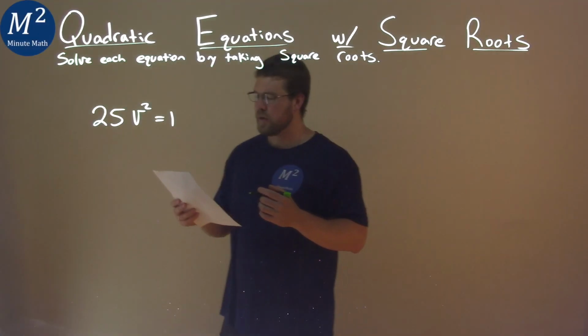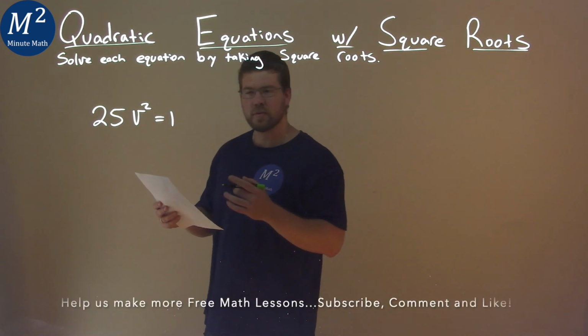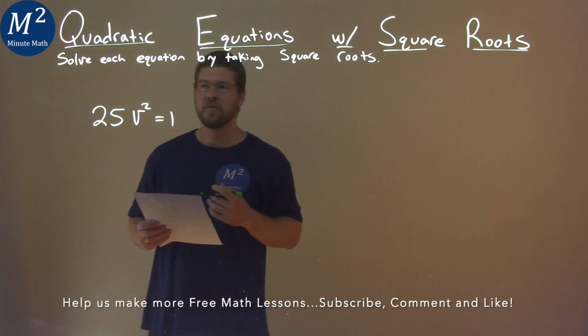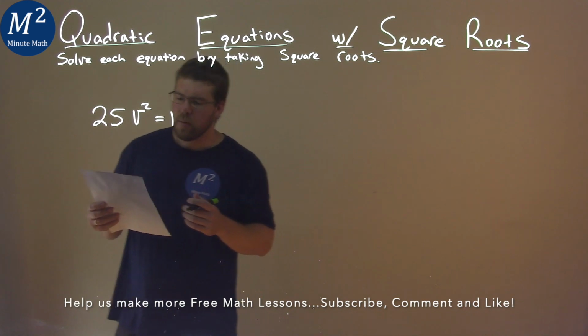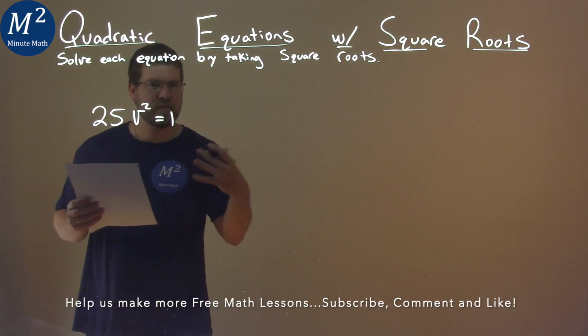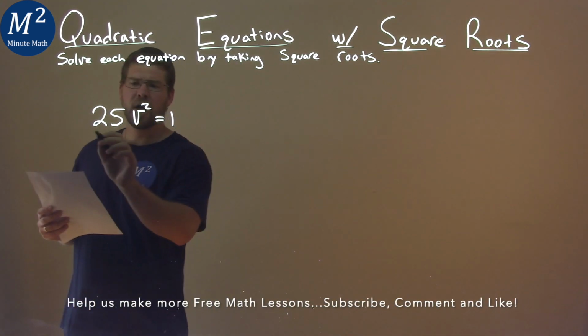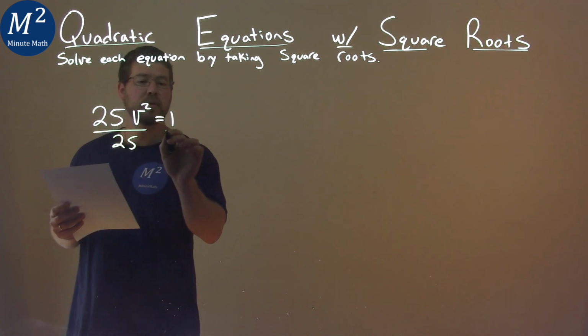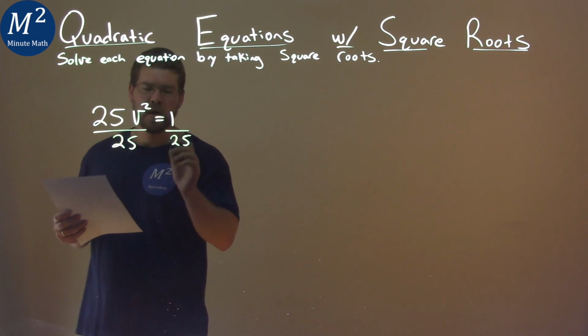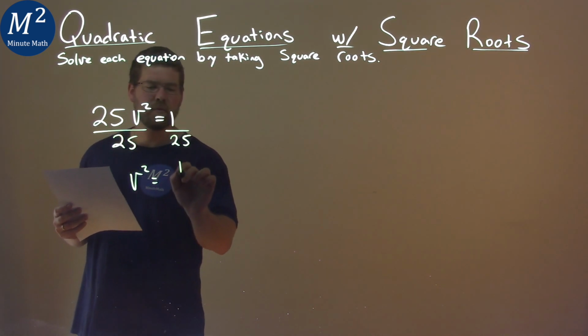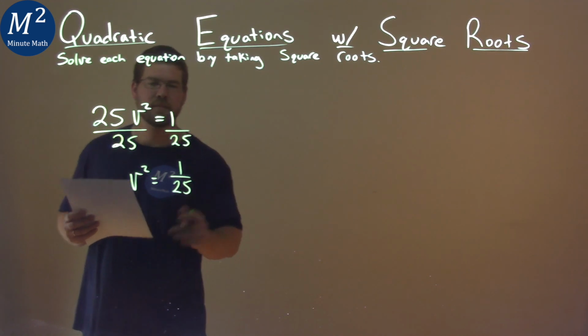We're given this problem right here. 25v squared equals 1, and we have to solve this. Well, what I want to do first is get v squared by itself. So I'm going to divide both sides by 25. I'm now left with v squared equals 1 over 25.